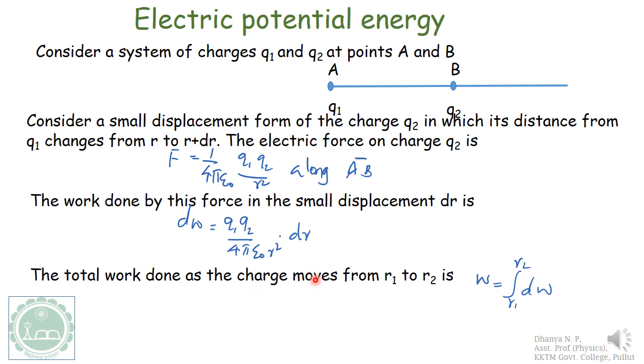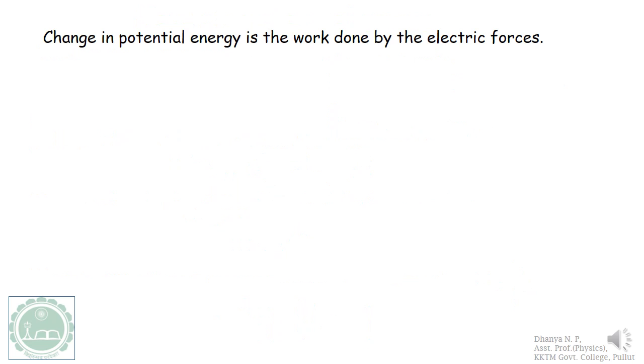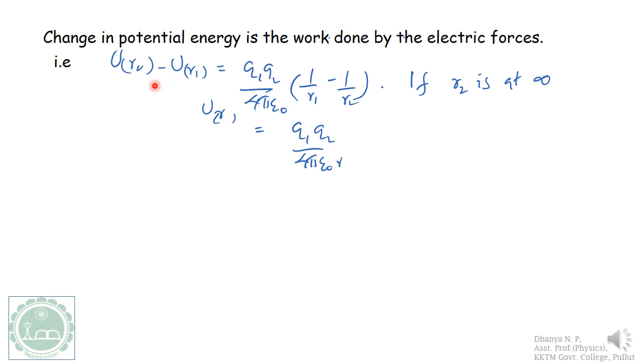The total work done, if the charge is moving from R1 to R2, we get by integrating dW. W is equal to the integral from R1 to R2 of dW. It is equal to 1 by 4 pi epsilon 0 Q1 Q2 into 1 by R1 minus 1 by R2. The integral of 1 by R square will give minus 1 by R. Giving the limits, upper limit minus lower limit, we get 1 by R1 minus 1 by R2. Then the change in potential energy is the work done by the electric forces. U(R2) minus U(R1) is equal to Q1 Q2 by 4 pi epsilon 0 into 1 by R1 minus 1 by R2.